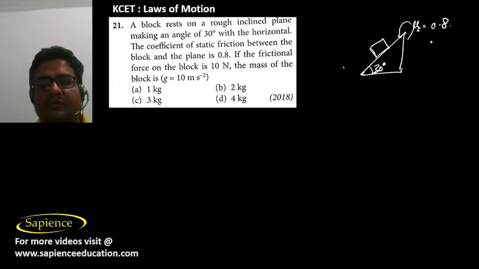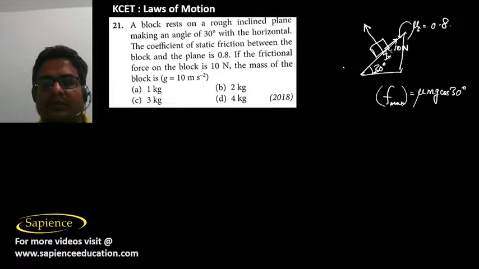So if the frictional force on the block is 10 Newton, and the maximum static frictional force can be equal to mu n, which is mu mg cos 30 degree. Since mg will act vertically downwards, the component of mg which is normal to the inclined plane is mg cos 30, and the component of mg which is acting along the inclined plane is mg sin 30.